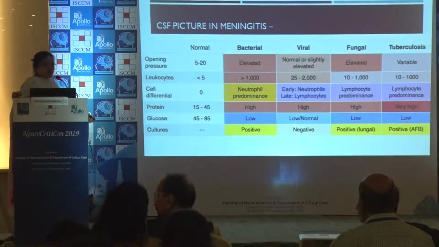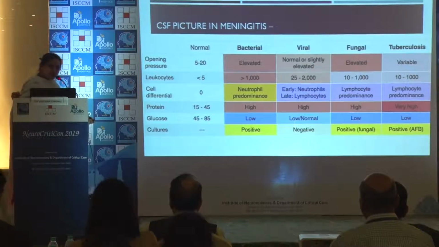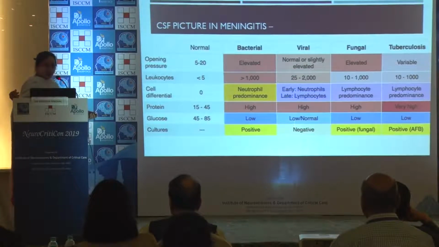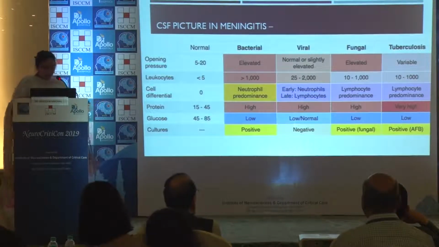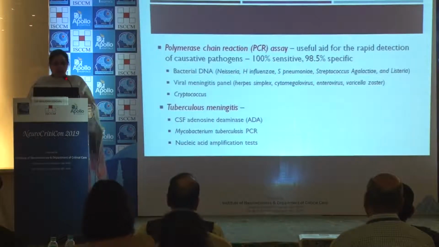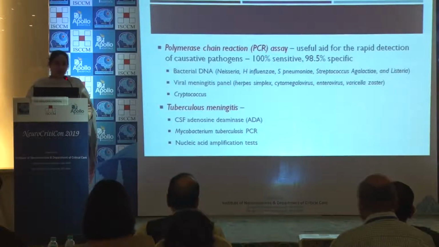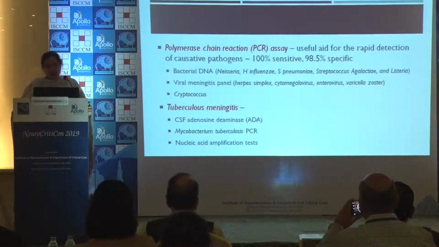For tubercular meningitis, this is a very challenging diagnosis. You may not be 100% sure if your patient has a TBM or not. The opening pressure is variable. Leukocytosis is present, usually lymphocytes. Proteins usually are very high. The point is that these patients have a low glucose in the CSF along with very high protein levels. The cultures may be positive for AFB. We nowadays have the Mycobacterium PCR. So we have PCR to know the causative organism these days. We can detect all the bacteria: Neisseria, Haemophilus, Strep pneumoniae, Streptococcus agalactiae, and Listeria.